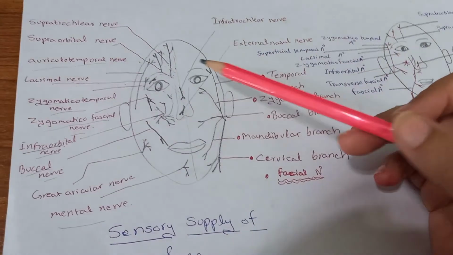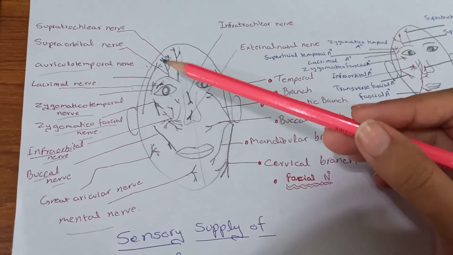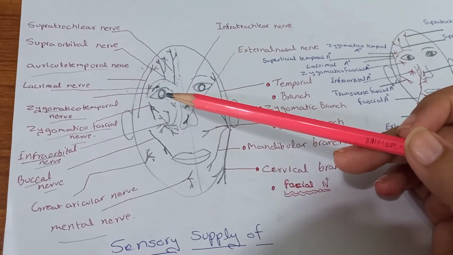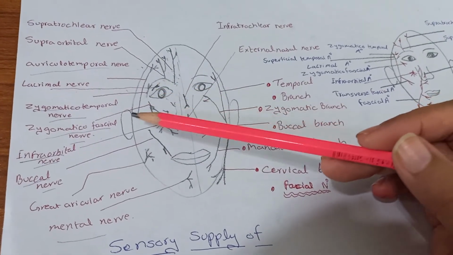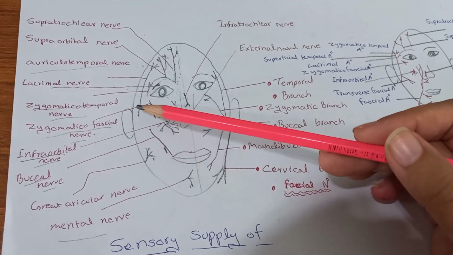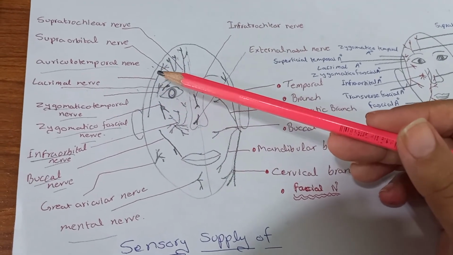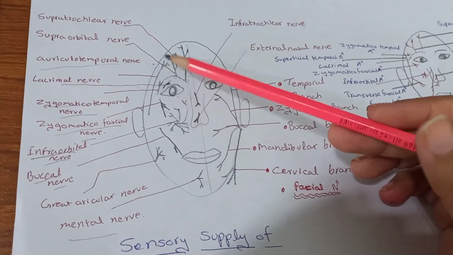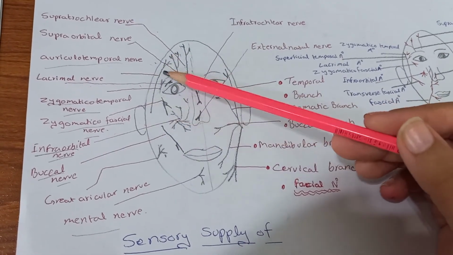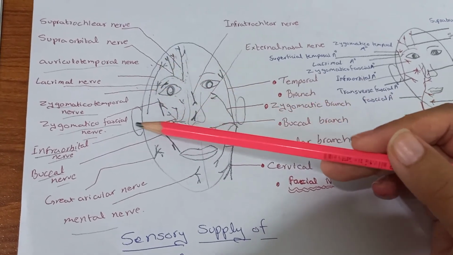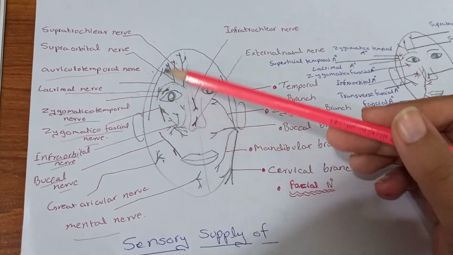Then comes the auriculotemporal nerve, which is also a branch of the mandibular nerve. It innervates the skin of the auricle. It also innervates the skin of the external meatus, outer surface of the tympanic membrane, and skin of the scalp above the auricle. So this region is innervated by the auriculotemporal nerve.